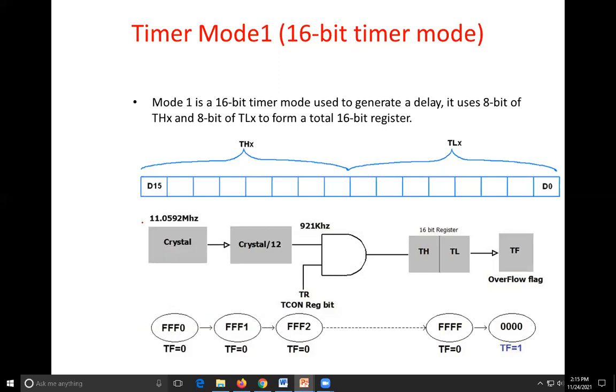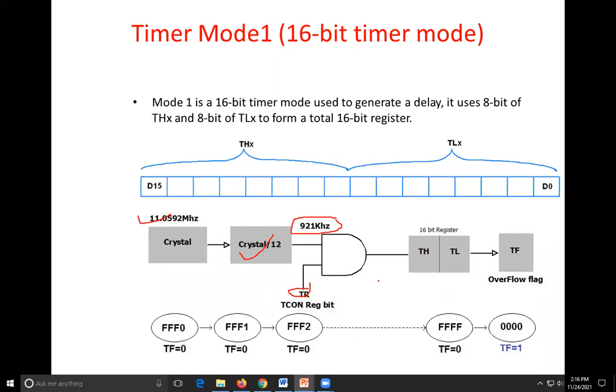See, here is the crystal frequency. This crystal frequency divided by 12 gives you the frequency. This is the clock frequency which is given to the timer. Here is the TR bit, which is the bit used to start the timer. So we have to use this bit to start the timer.